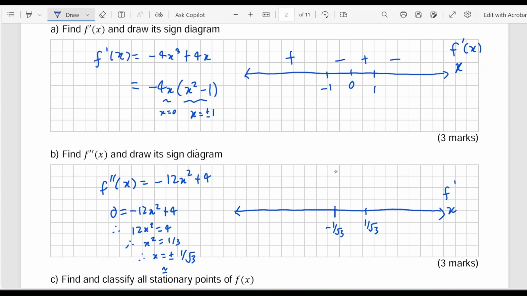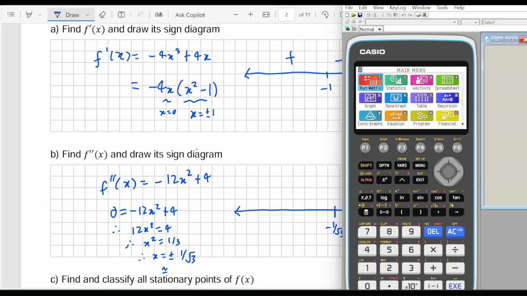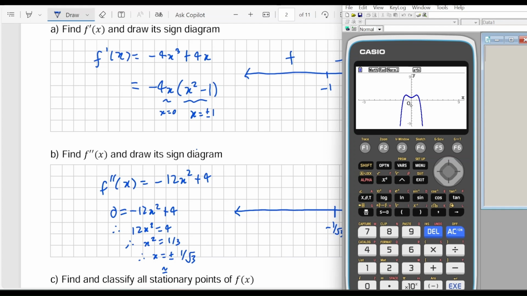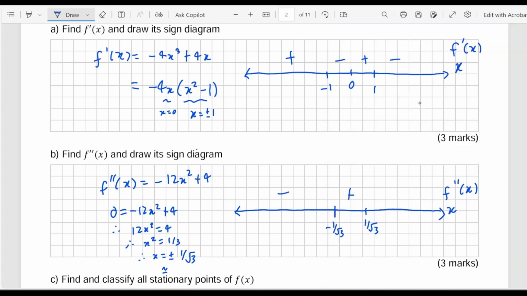That's x and f dash dash of x. On the graph, let's go back to that. So it looks like we're concave down, then up, then down. Because it's sad, then happy, then sad.